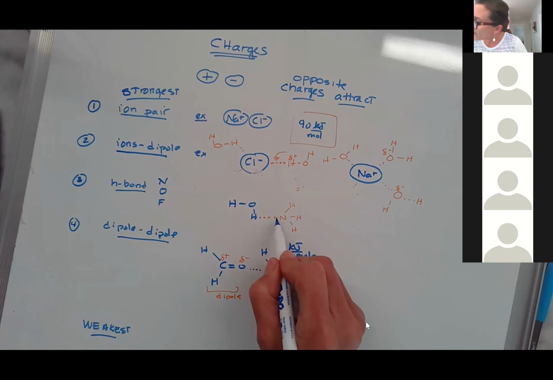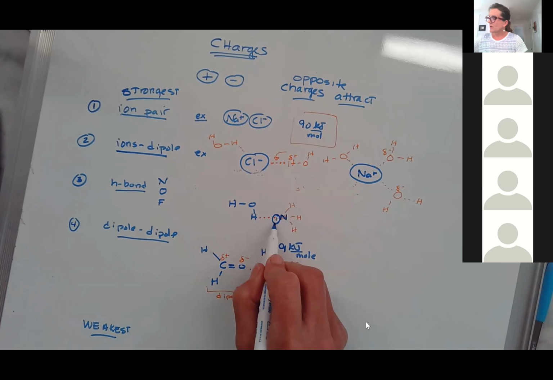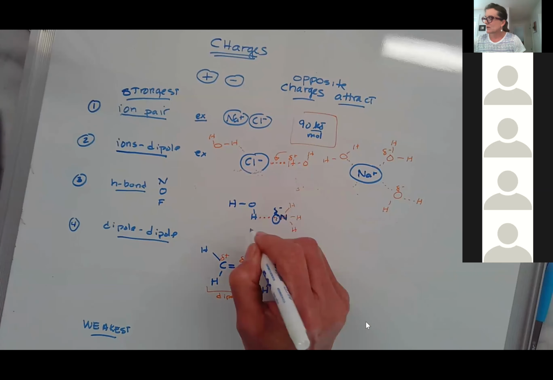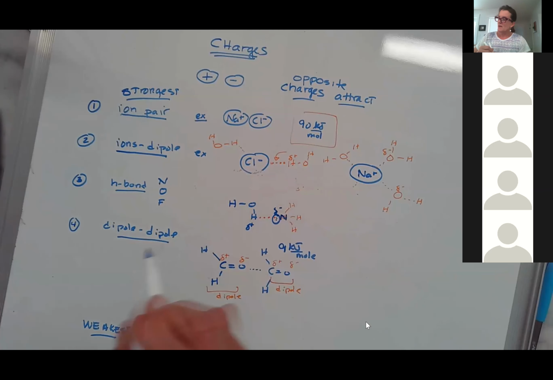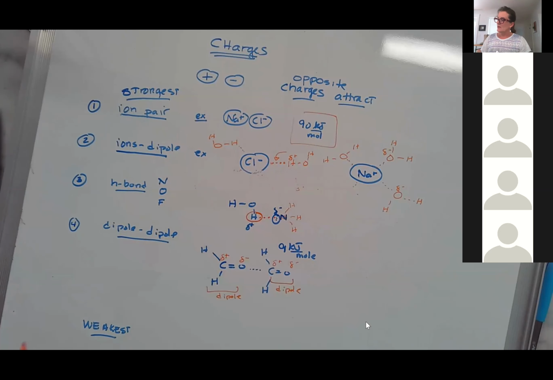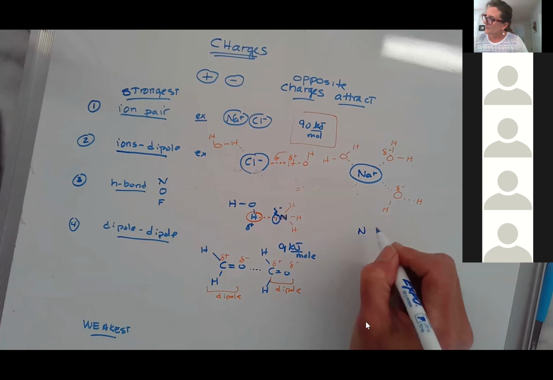So that nitrogen in ammonia has that unbonded pair of electrons, and it has a partial negative. This has a partial positive. What makes this a hydrogen bond is this H is attached to an O. So water can hydrogen bond with itself.